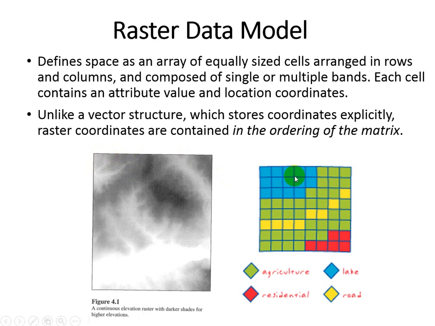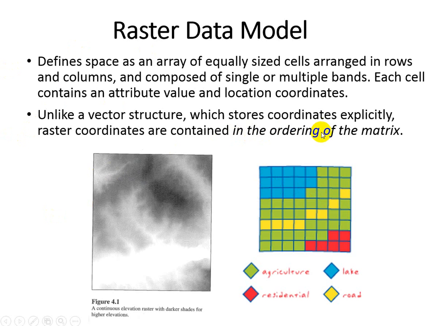Over here, the boxes, the individual pixels, actually represent a land cover class. Okay, so lake, agriculture, residential, road. Okay, this is still a raster. If you take a photo with your point and shoot camera or your iPhone camera and you zoom, that's a raster.